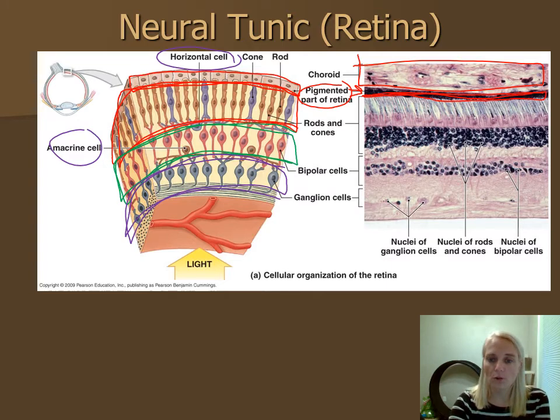So for your kind of coordination over here, here are your rods and cones. Here are your bipolar cells.